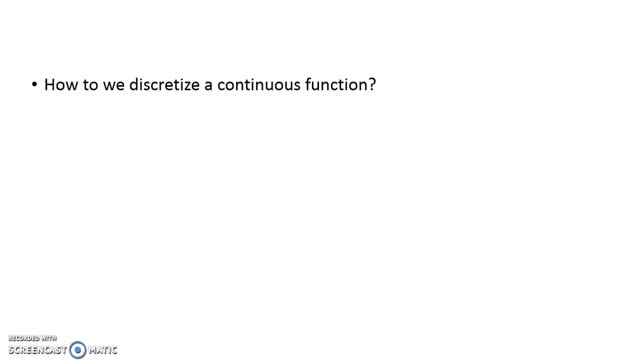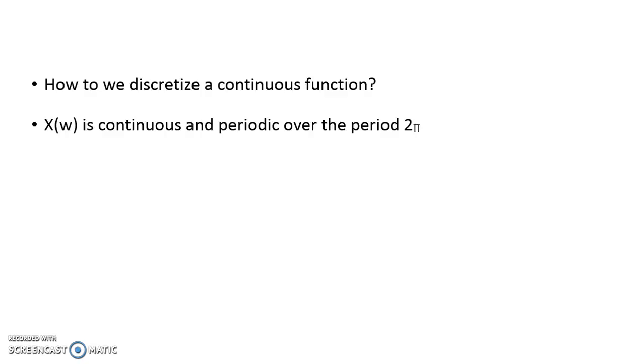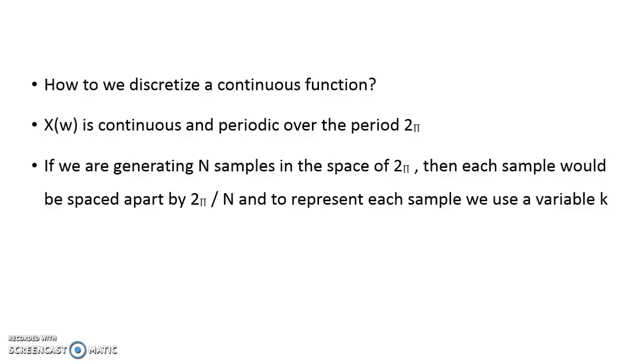How do we discretize a continuous function? Now, x of omega, as we know, is continuous and periodic over the period 2 pi. If we are generating n samples of this continuous signal in that space of 2 pi, then each sample would be spaced apart by 2 pi by n, which gives the gap between two consecutive samples in the frequency domain. Repeat, not time gap, but gap between the signals or the samples in the frequency domain.